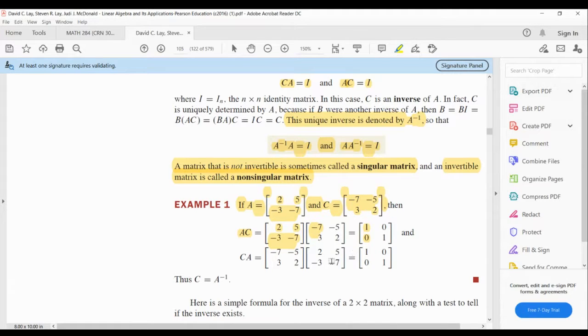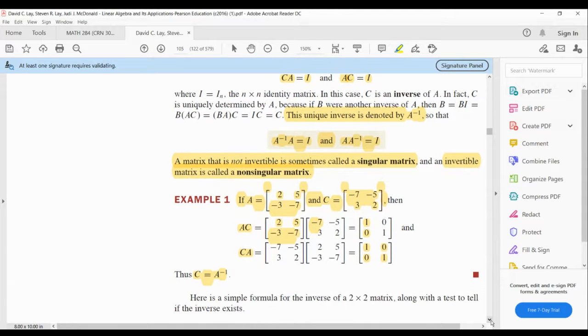But in order to verify that C is the inverse of the matrix A, that means that C times A also has to equal the identity matrix. So showing that a matrix A is the inverse of another matrix is analogous to showing that a number is the inverse of another number.